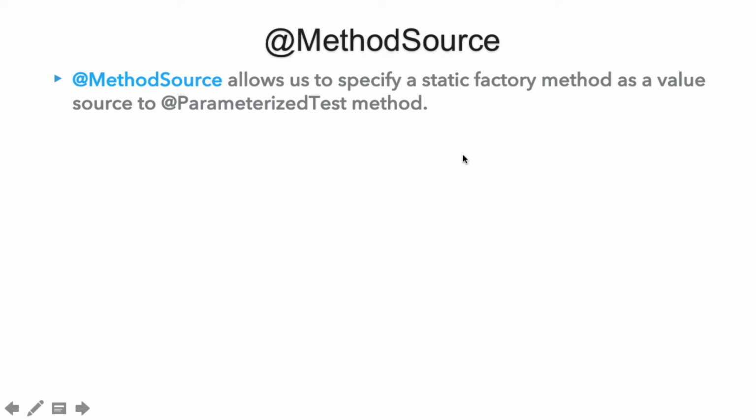In our previous lecture we saw how we can use CSV files and enum constants as a way to provide values to our parameterized test. Simply using @MethodSource, we can provide a static method, and whatever that method returns will be injected into our @ParameterizedTest method.